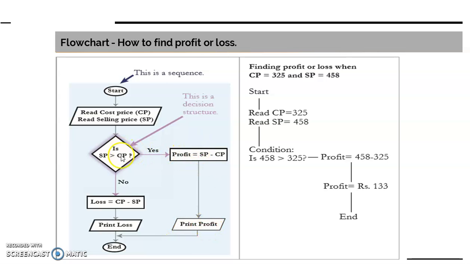If this condition is false, that means no, your SP is not greater than CP, then what will happen? Then it will be your loss, and to calculate, loss is equal to your cost price minus your selling price, and the next statement will be print loss. So it is also again a print statement, that means you have to use a parallelogram. Okay, and after execution of this statement, there is another ellipse in which end is written, that indicates the end of the flowchart.